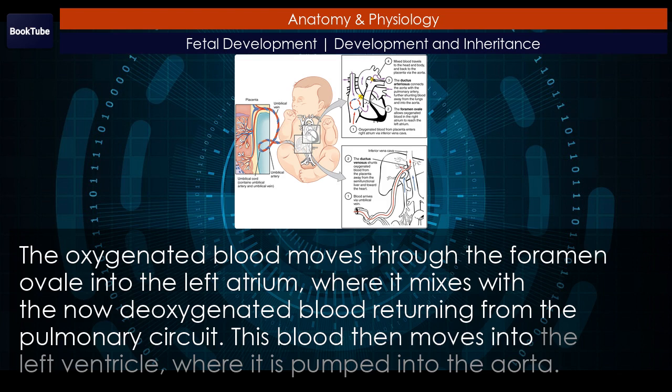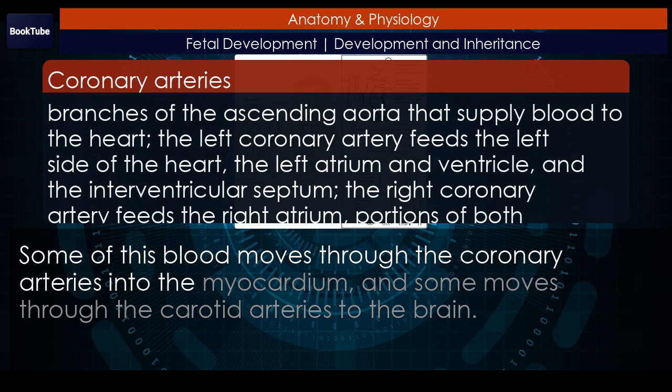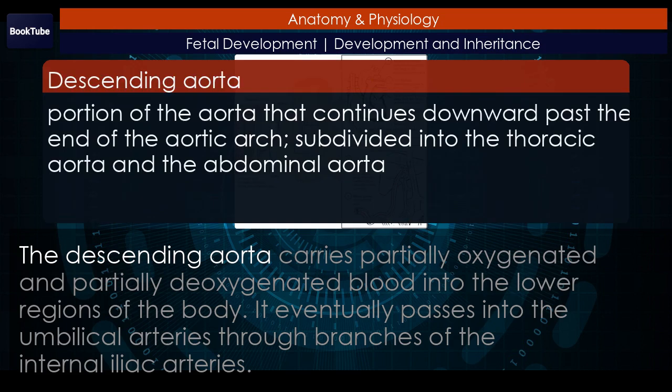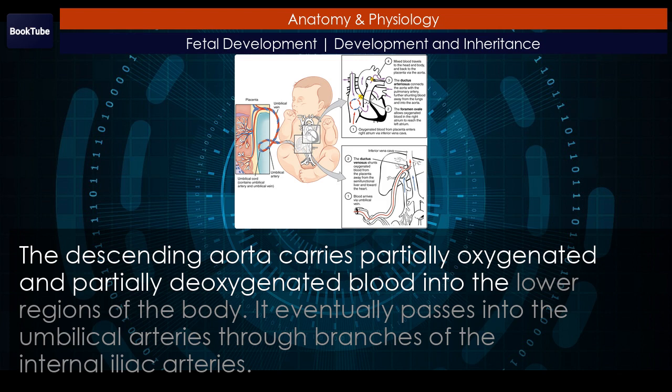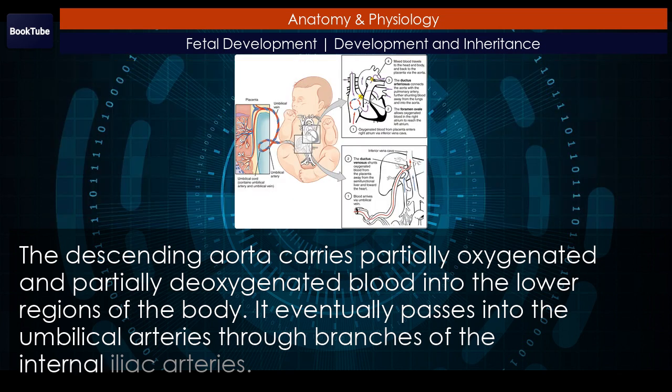This blood then moves into the left ventricle, where it is pumped into the aorta. Some of this blood moves through the coronary arteries into the myocardium, and some moves through the carotid arteries to the brain. The descending aorta carries partially oxygenated and partially deoxygenated blood into the lower regions of the body. It eventually passes into the umbilical arteries through branches of the internal iliac arteries.